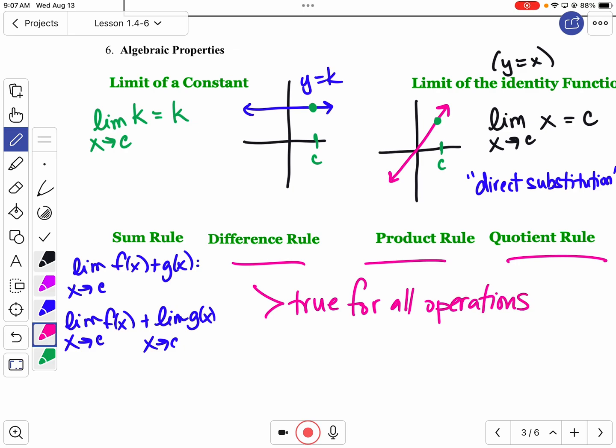Okay? So we can add limits, we can subtract limits, we can multiply limits, all right, and we can divide them. Nothing about that changes.